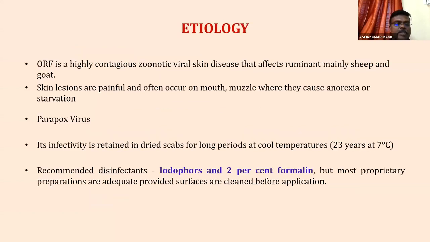So, etiology. It is a highly contagious zoonotic viral disease that affects ruminants, mainly sheep and goats. The skin lesions are painful. When you touch the skin lesions, the animal evinces pain. They often occur on the mouth and muzzle region, where they cause anorexia or starvation. Because of pain, the animal is not able to eat. It is classified under parapox virus.